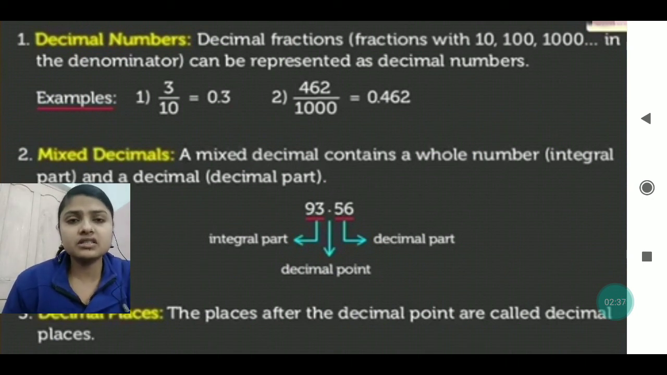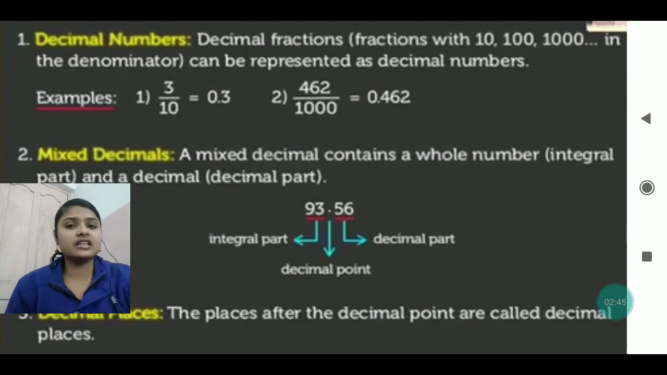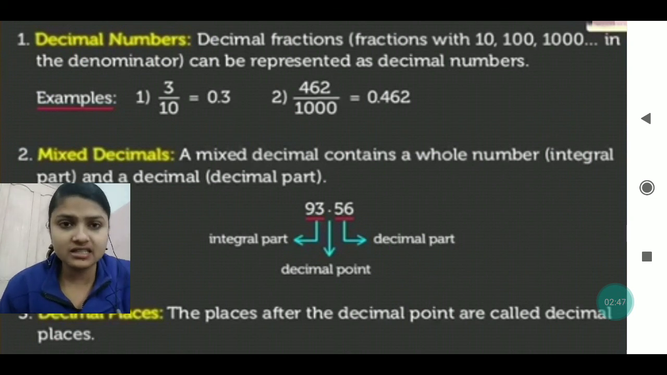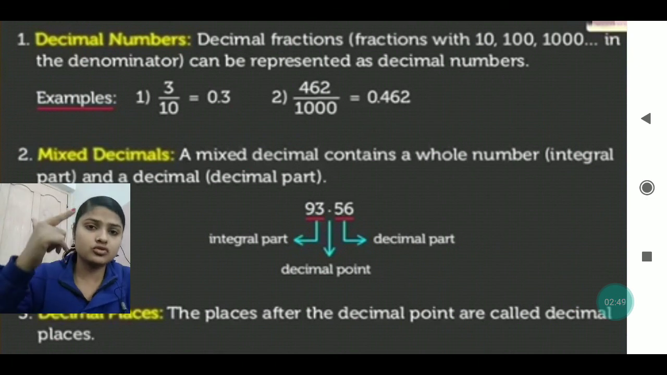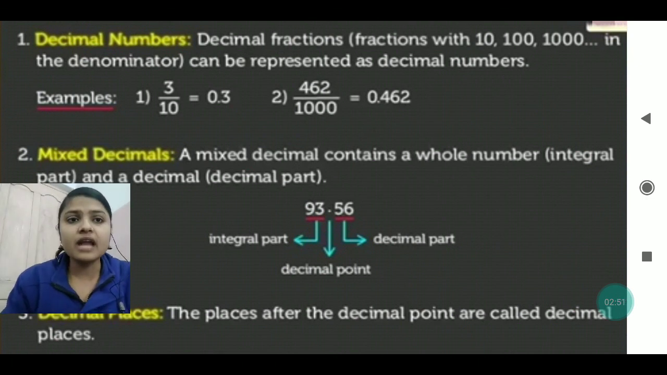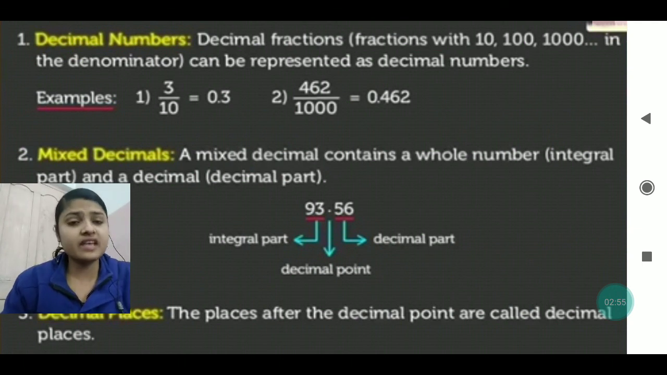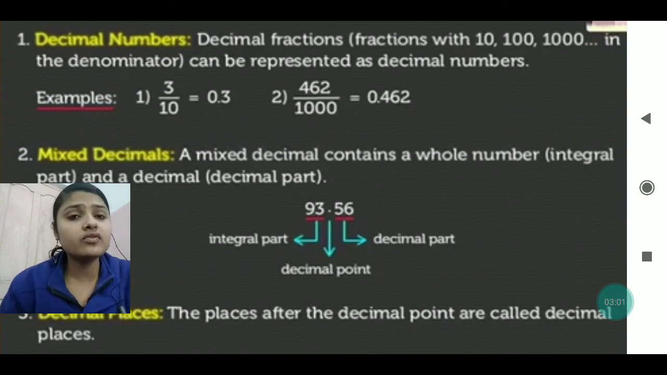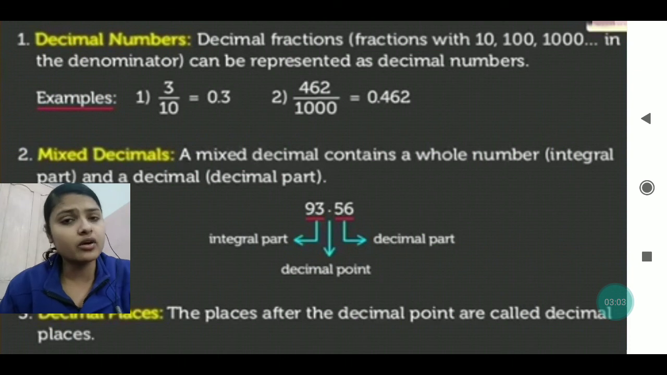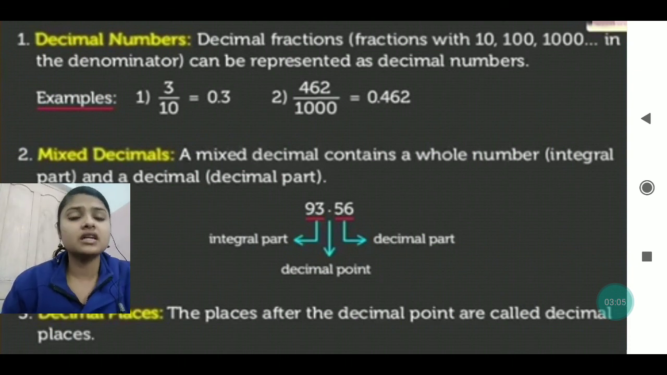As the number is given, you can see decimal numbers, decimal fractions. With 10, 100, 1000 in the denominator, we know that the number which we write downside is the denominator, and the number which we write upside is the numerator, and it can be represented as a decimal number. What does it mean? It means that if 3 by 10 is written, then according to the number of zeros present in the denominator, we put the decimal.